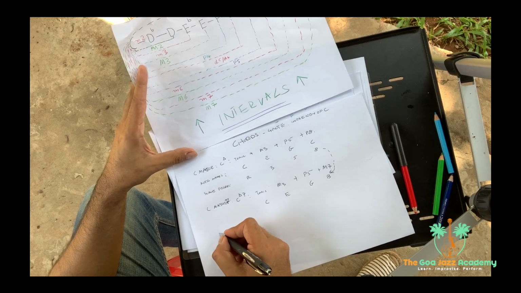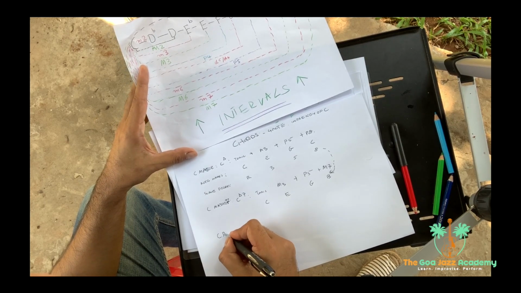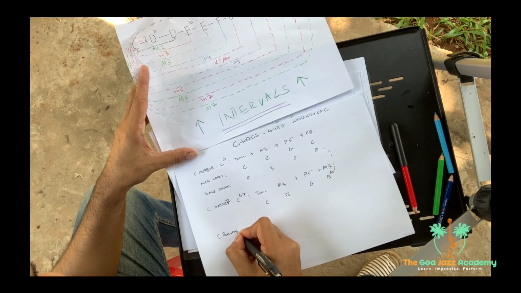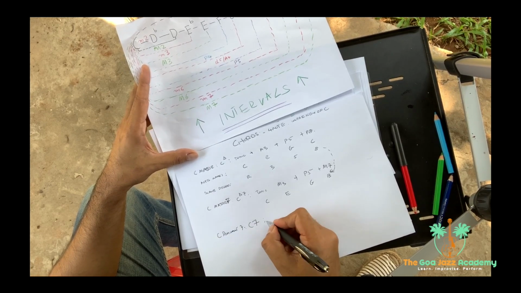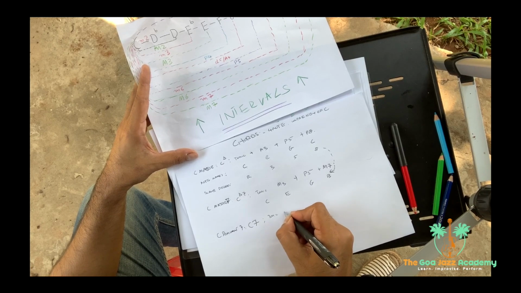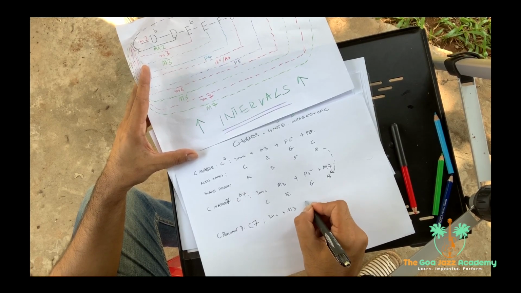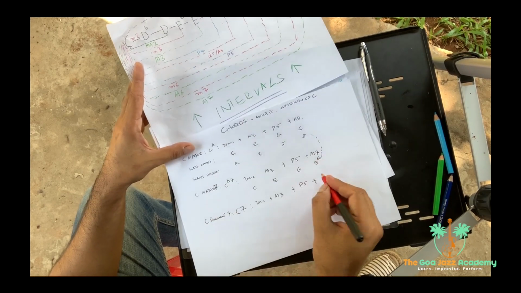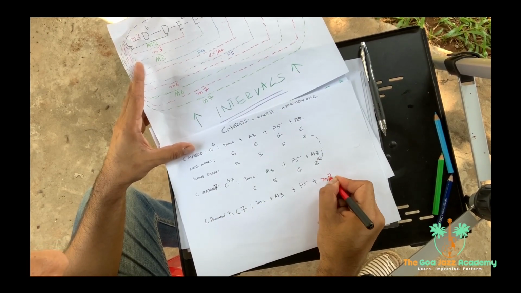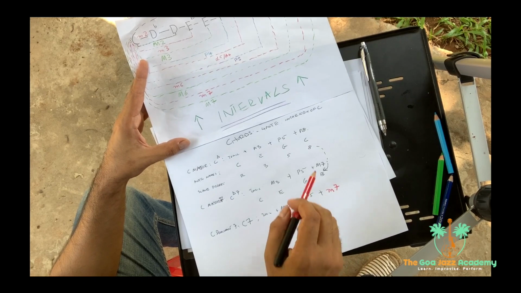Now let's go to C dominant 7. And we write it like this, just with a 7. Okay, now the formula for this is tonic plus major third plus perfect fifth plus a minor 7 here. Okay, so what is a minor 7?